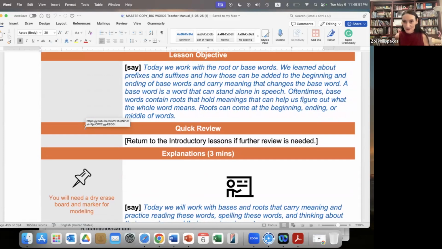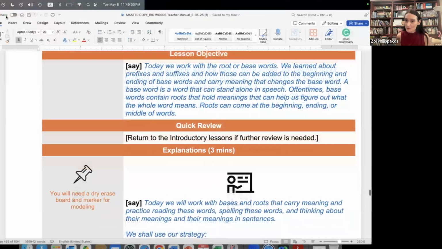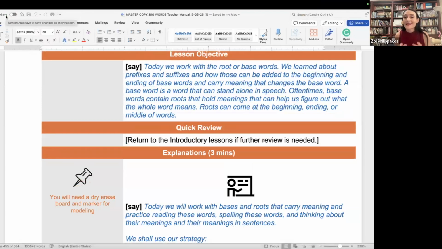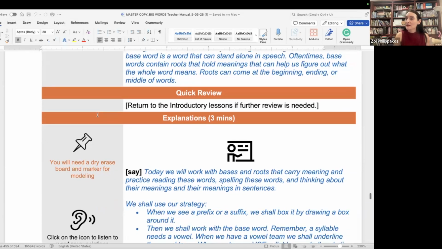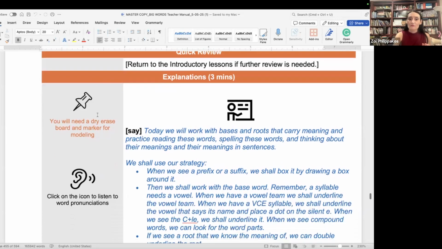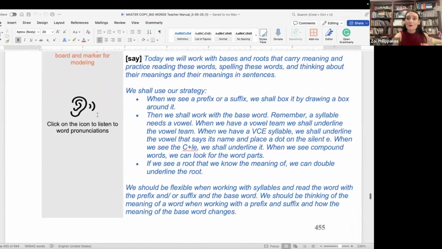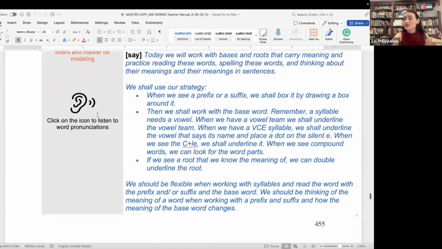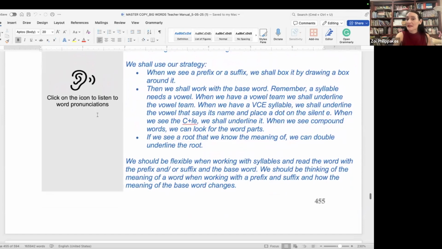Root or base words. We learned about prefixes, suffixes, and how those can be added at the beginning and at the ending of base words and carry meaning that will change the base word. A base word is a word that can stand alone in speech. Oftentimes, base words contain roots that hold meaning that can help us figure out what the whole word will mean. Roots can come at the beginning, at the end, or in the middle of a word. So, today we will work with bases and roots that carry meaning and practice reading them, spelling them, and thinking about the meaning in sentences.